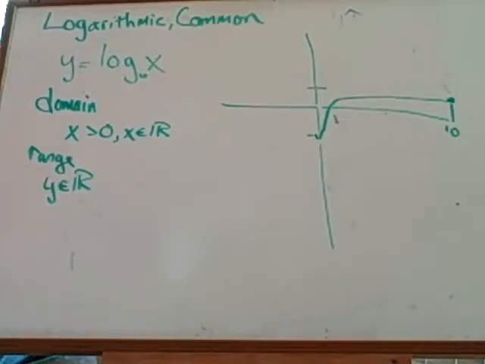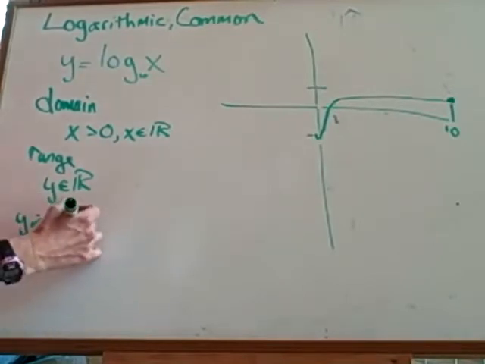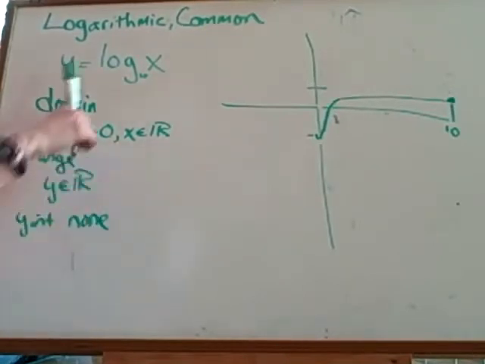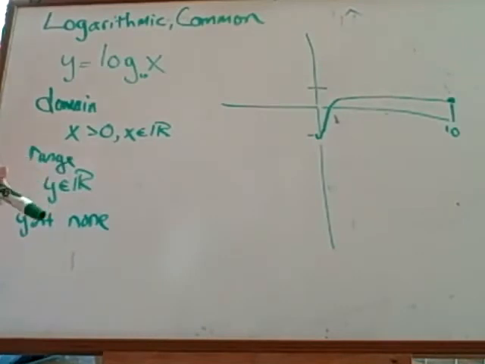It will never cross the y-axis, so the y-intercept is none. One way you can see that is if you were to plug in x equals 0, you would end up getting undefined. Your x-intercept? 1, 0. Correct.